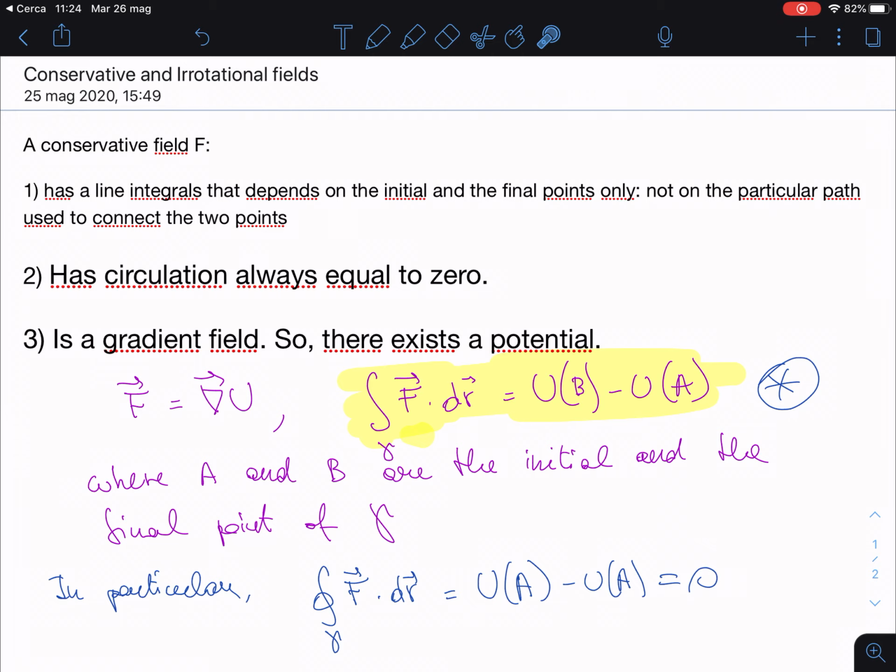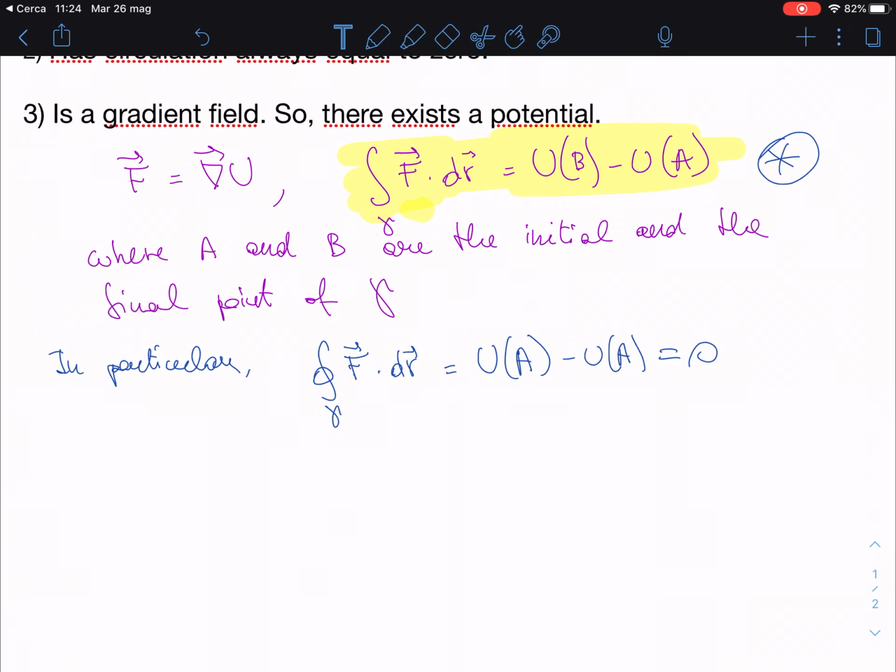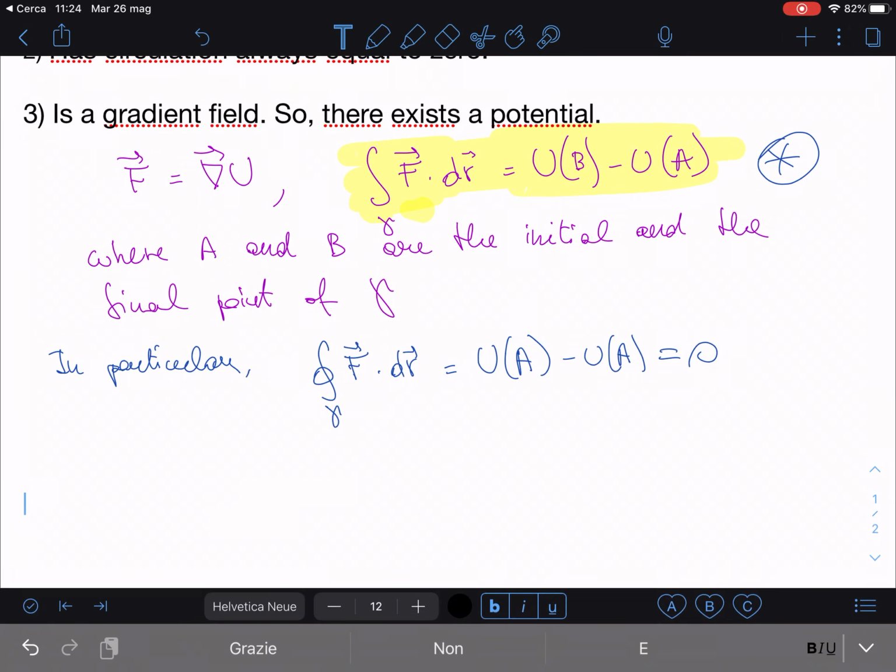So today I will move to another topic, which is called the topic of irrotational fields. Let me understand whether it is possible to change color, but I don't think so. Yes, it must be possible to change color. Why not? No, it's not here. Sooner or later I will discover how to change color. However, let me go to the center and write down irrotational field as a title.